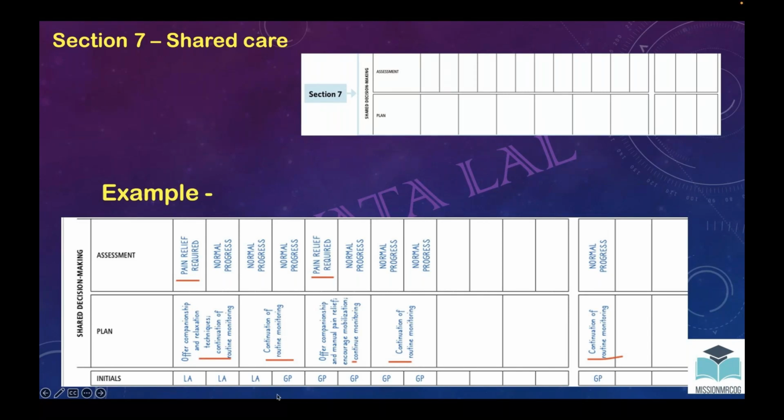Here is the health care professional's signature, the initials of the healthcare professional. Here pain relief is required, so again companionship, pain relief, encourage mobilization, continue monitoring. Here is normal progress, so continue monitoring. Second stage of labor, normal progress, continue routine monitoring. This way shared care and shared decision making is done.